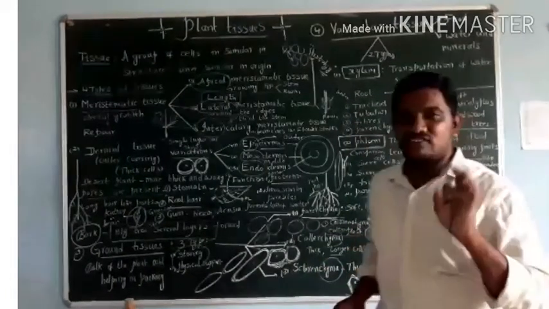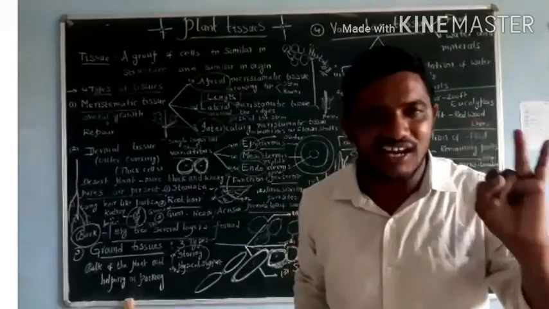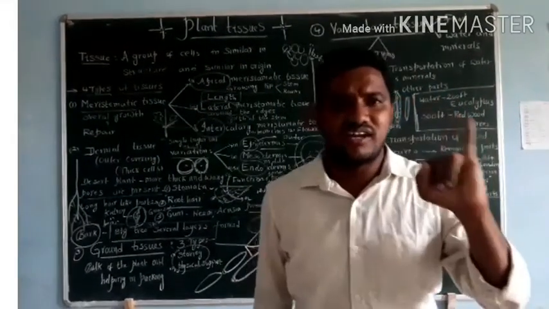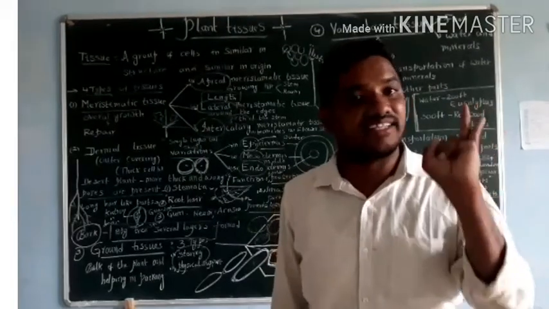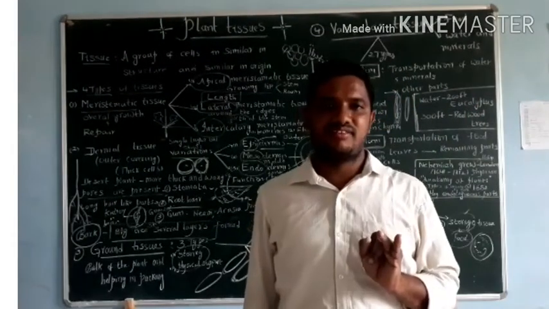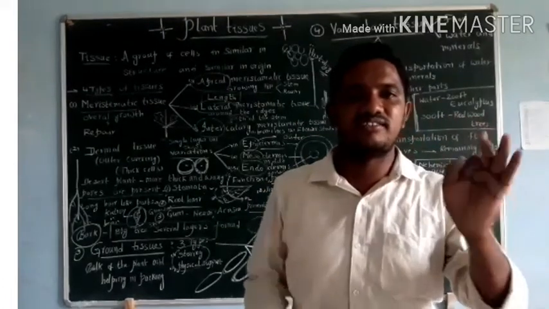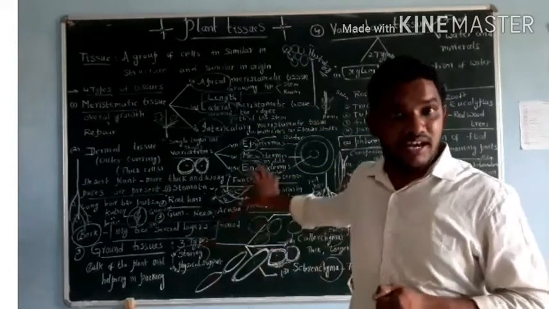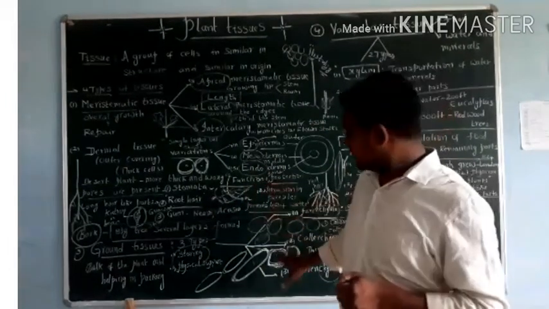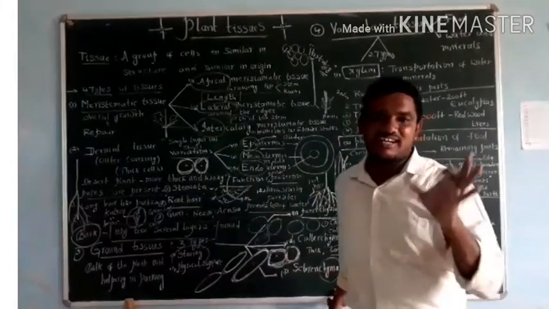Parenchyma is again classified into three types: chlorenchyma, aerenchyma, storage tissue. Chlorenchyma means it contains chloroplasts. Aerenchyma means it contains air spaces. Storage tissues means those which store food. That is parenchyma. Okay, second one collenchyma, third one sclerenchyma.